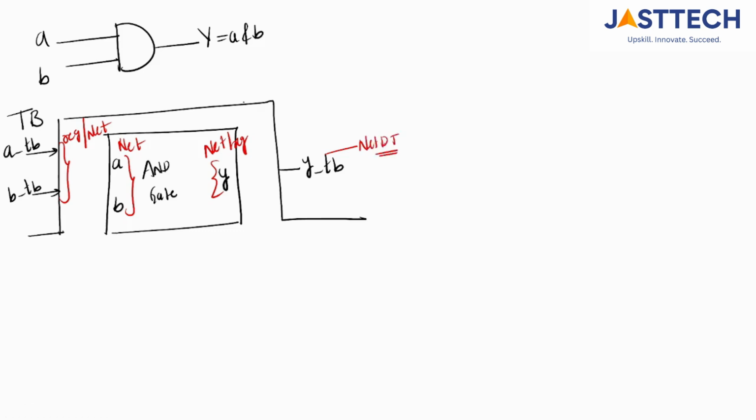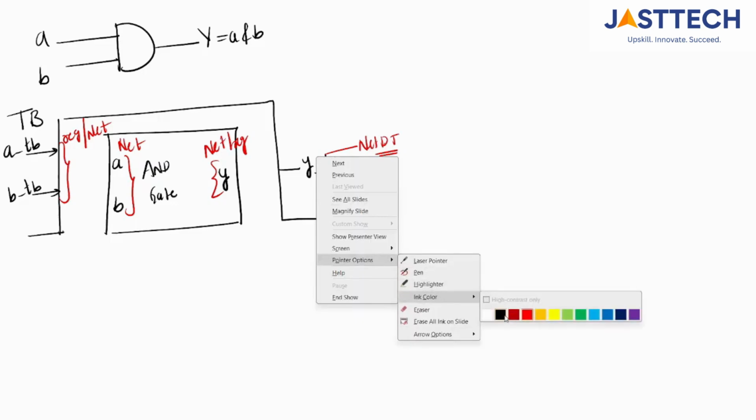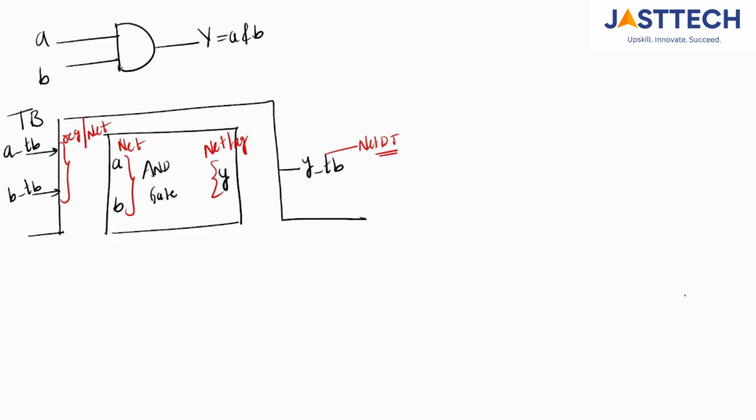Okay, so that means how you are writing the code: you can write this code by using gate level modeling or data flow modeling or behavioral modeling. If you write in behavioral modeling, I will tell you separately what behavioral modeling is.